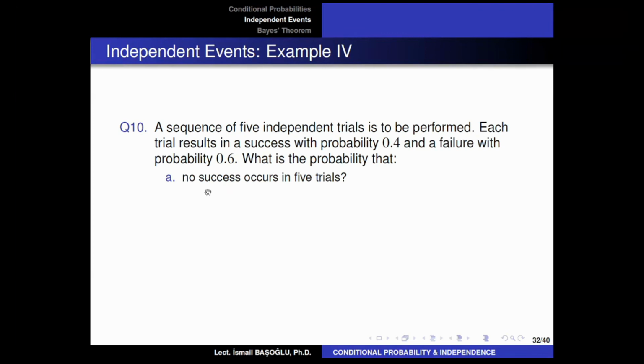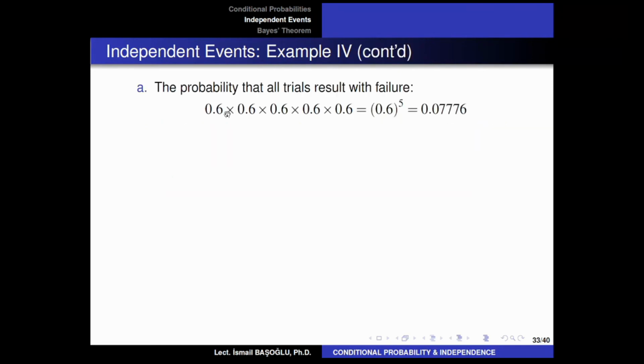Part A asks the probability that no success occurs in 5 trials, so you should say each trial results in failure with 0.6 probability. Because of the independence, you can multiply the probabilities and get the ultimate probability of having failures in all of these trials. So having no success in any of the trials means having failures in all of the trials.